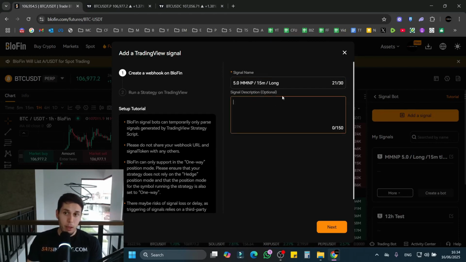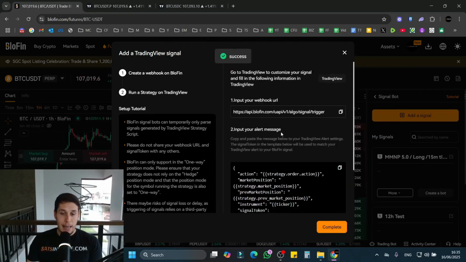Now, you have 30 characters right here. If you want to add more details, feel free to add a signal description right here. This is just optional, it's not necessary. The signal name is necessary, it's required to go to the next step. The description is not. I don't really add a description, this is already enough for me. I know the strategy, I know the time frame, I know the direction, right? It's going to be long or short.